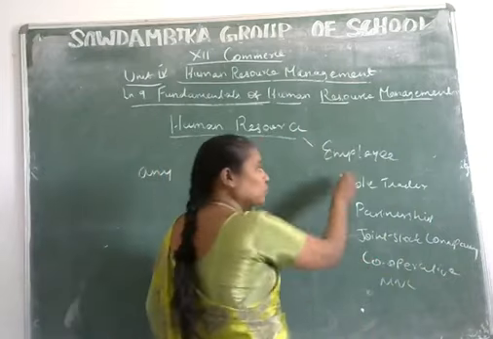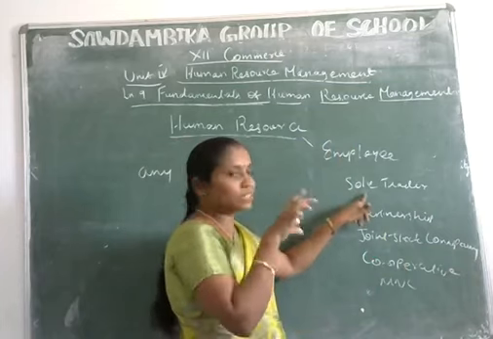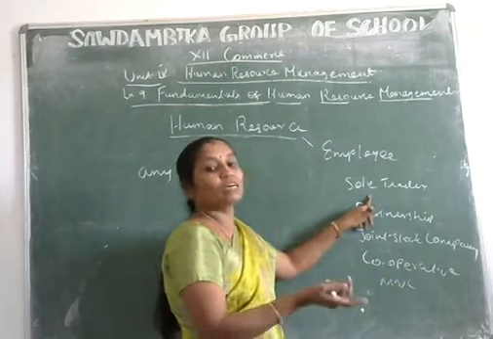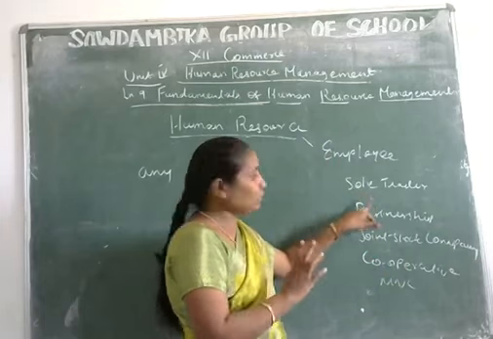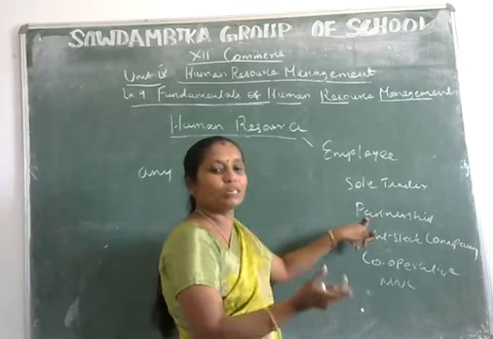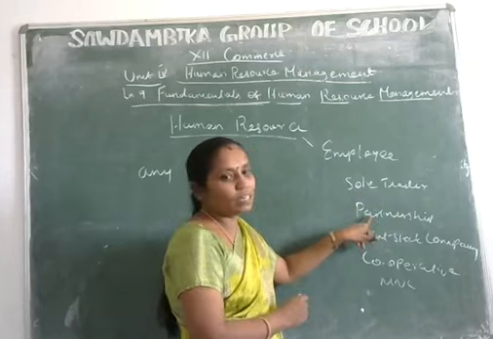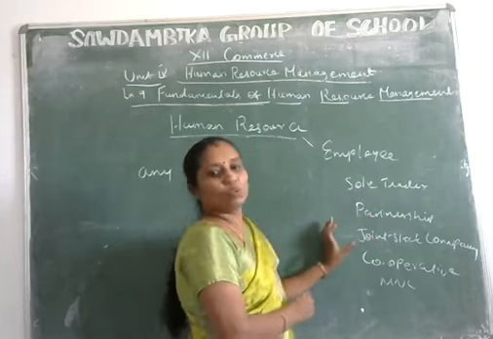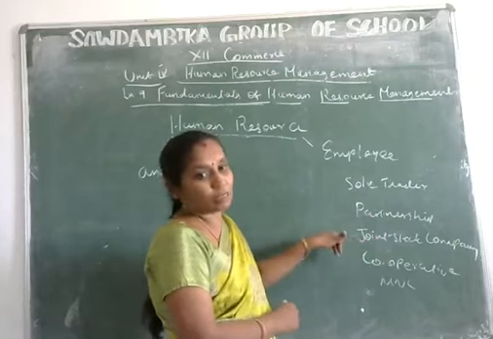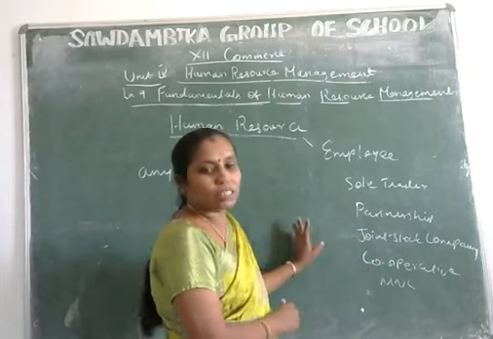So in this, you already know the meaning of sole trader. Sole trader means the individual invests the capital, uses his skills, and does the business, and then enjoys all the profits and bears all the losses. What is meant by partnership? Partnership means two or more persons join together, use their skills, invest the capital and share the profit or loss. What is a joint stock company? It is an association of persons, an artificial person. Cooperative is a voluntary association of persons, and MNC is a multinational company.